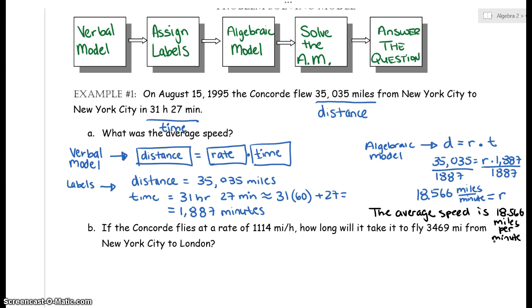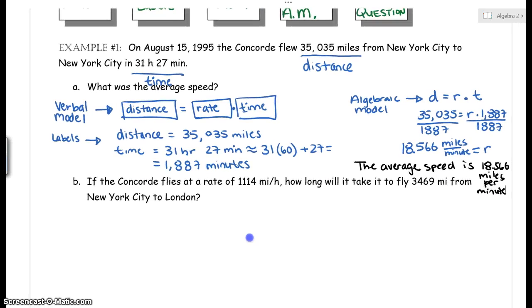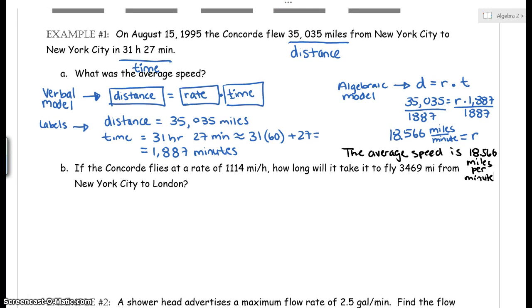Alright, well done. So now we have completely answered that part. Let's go on to part B. It says, if the Concorde flies at a rate of 1,114 miles an hour, how long will it take to fly 3,469 miles from New York City to London?